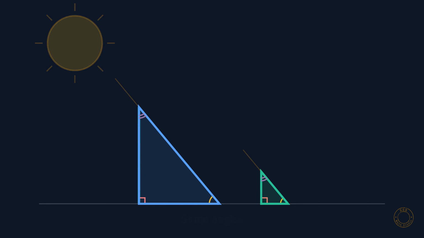Triangles with equal corresponding angles are called similar triangles. Their shapes match, but their sizes may differ. In fact, we will see that one triangle is a scaled version of the other. Their side lengths are proportional. In other words, if the shadow of the pole is thrice the shadow of the stick, then the height of the pole is also thrice the height of the stick.